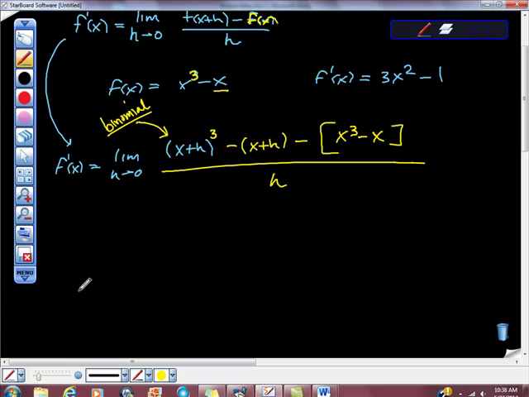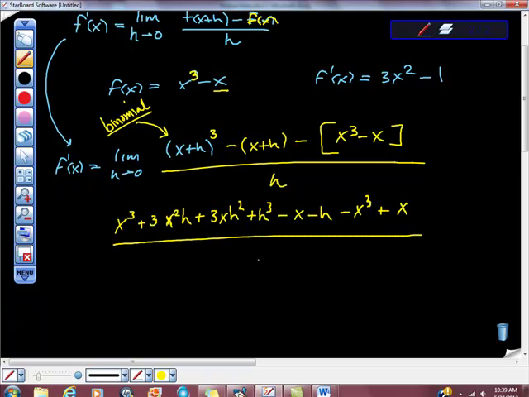So I'm going to do my binomial expansion, and I know I'm going to get 4 terms here. The first one is going to be x cubed, and then I'm going to get 3x squared h, and then plus 3x h squared, and if you know binomial expansion, it makes sense why it's coming out this way, plus h cubed, minus, and I'm just distributing now, minus x minus h, and now I'm going to distribute this part to negative x cubed plus x, all over h.